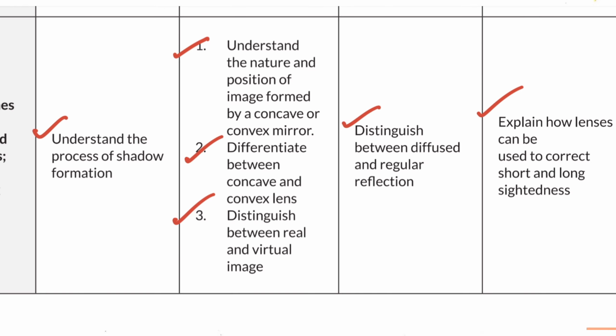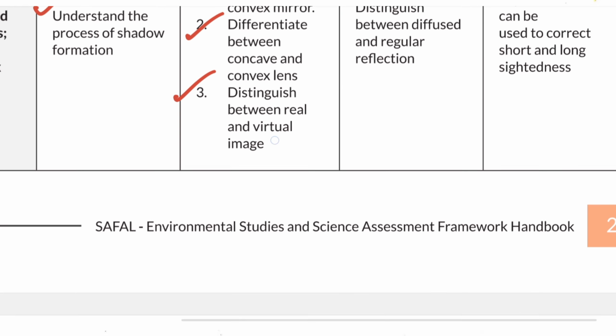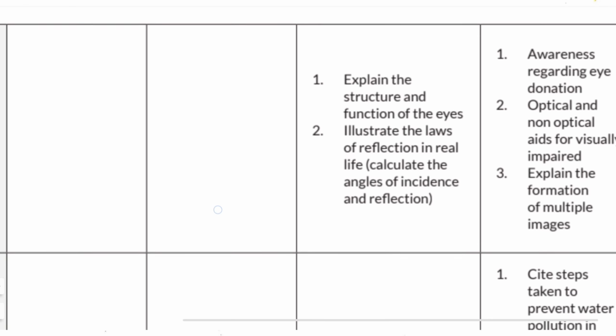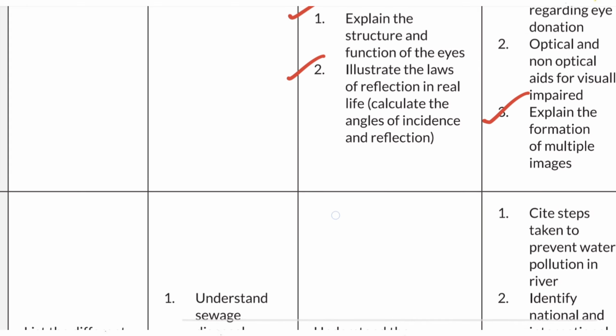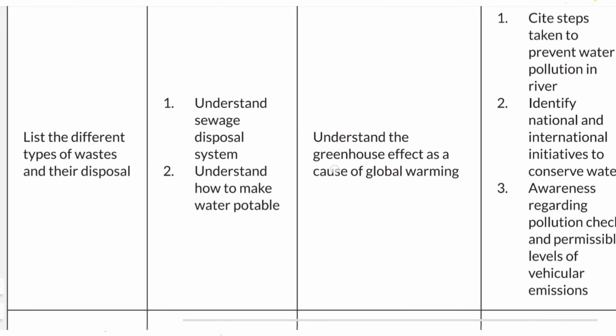Explain how a lens can be used to correct short and long sightedness. Next, explain the structure and function of the eye. Illustrate the law of reflection in real life. Calculate the angle of incidence and reflection. Awareness regarding eye donation, optical and non-optical aids for the visually impaired. Explain the formation of multiple images.